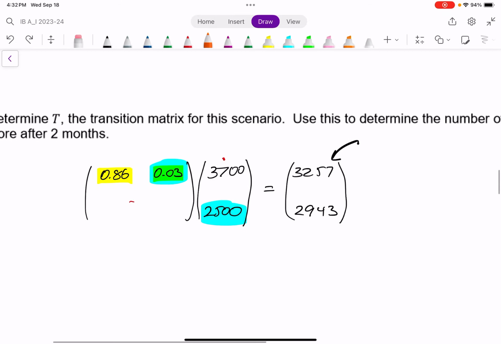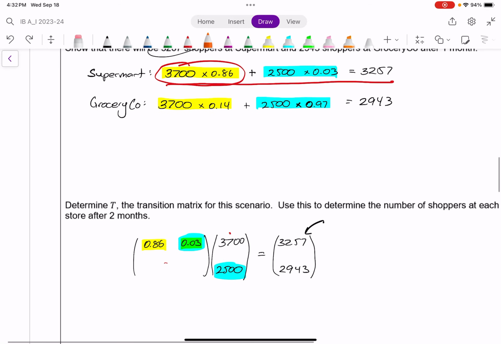All right, so now let's look at the other company. What did we do here? We took 3,700 times 0.14, so this is going to be this times 3,700, which means this first blank must be 0.14, plus 2,500 times 0.97, so plus this must be 0.97 here. And again, it's good to be unsure, just double check. 0.14 times 3,700, yep, plus 0.97 times 2,500 equals 2,943. All right, so a big part of this question is done.